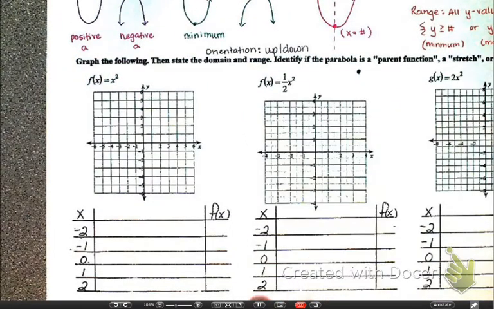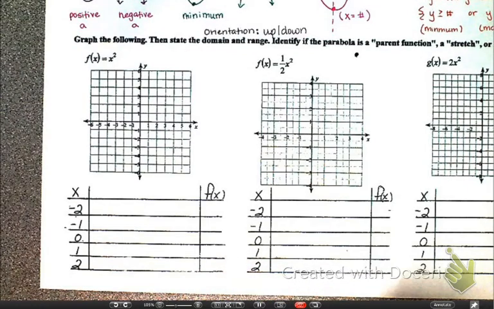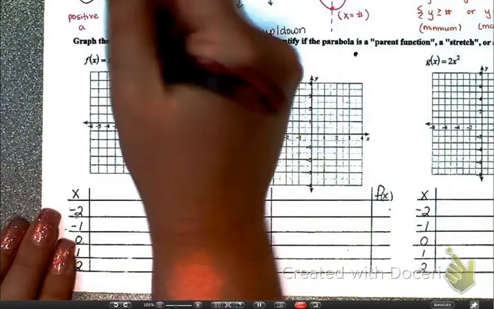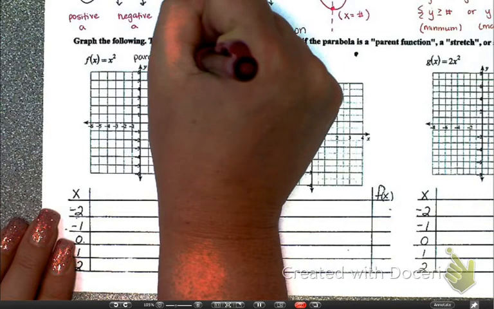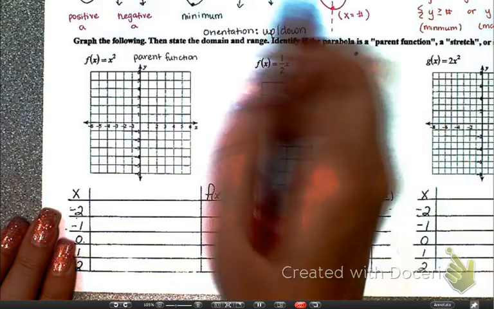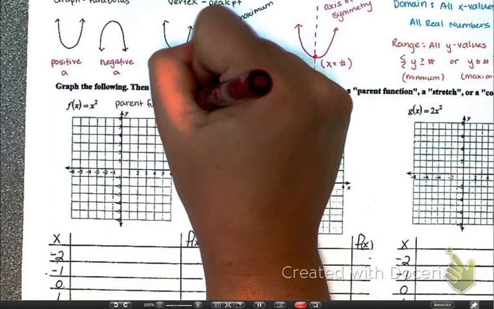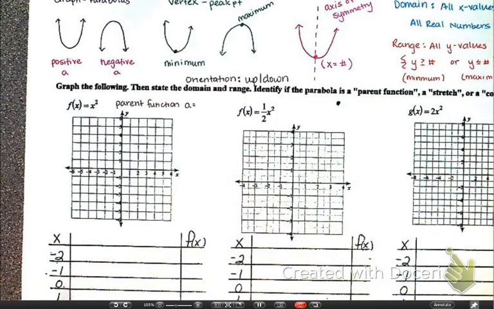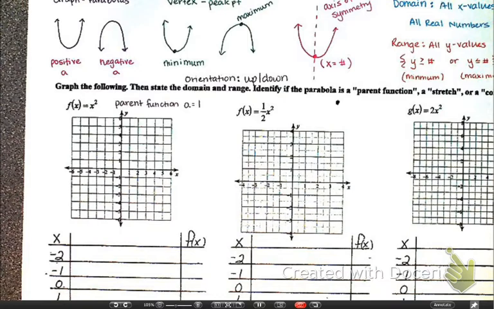So let's look at this first graph. This first graph is known as our parent function. It's like the starting point for all of the other graphs we're going to deal with. It is our parent function. Now, if I know standard form is ax squared plus bx plus c, can you tell me what a equals? What does a equal? 1. Right? The number in front of x squared is 1. So our parent function is when a equals 1.